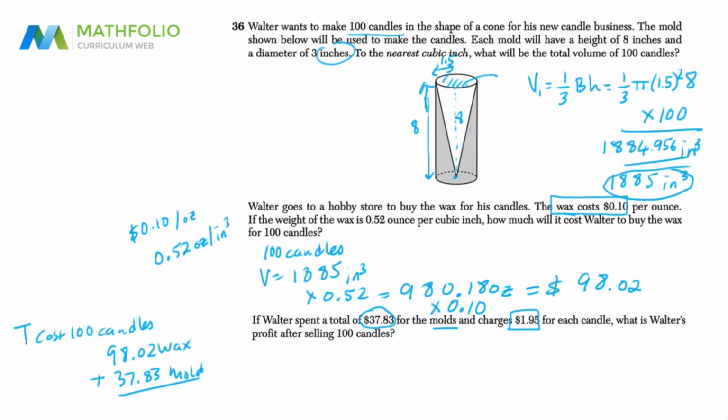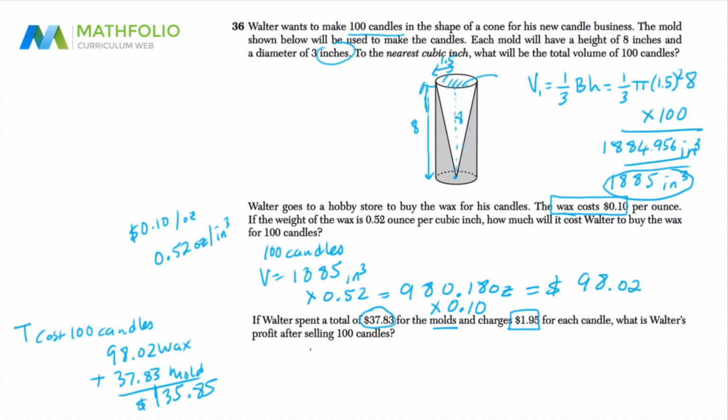So I'm going to add those two together, 37.83. I'm still keeping my decimal on the calculator. So this gives me a total cost of $135.85. Now it's rounded slightly. It should be 0.84769. So I rounded that a little.